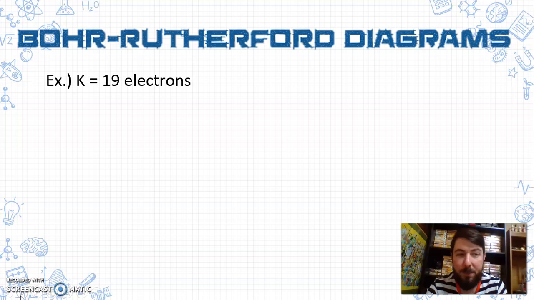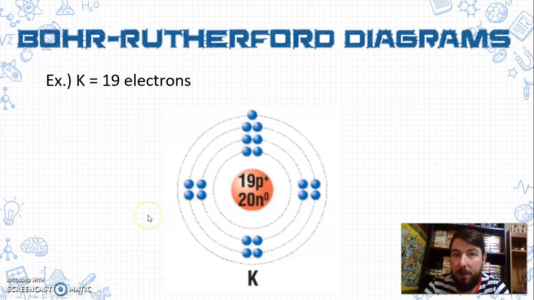Here we have potassium. Potassium's atomic number is 19. So that means it has 19 protons and 19 electrons. So here's the diagram here. We can see that there are 19 protons in the nucleus. For potassium, its atomic mass is 39. So we can do 39 minus 19 protons to find that it has 20 neutrons.